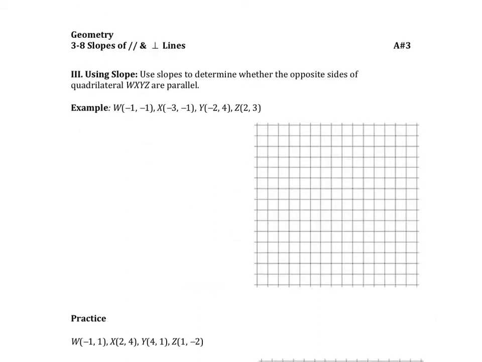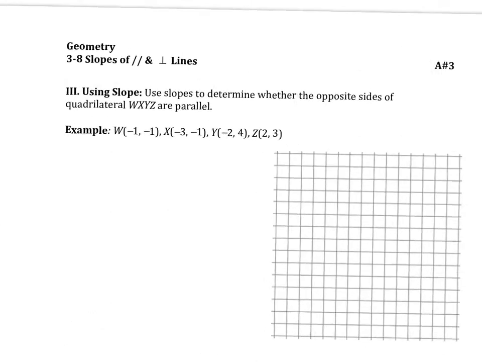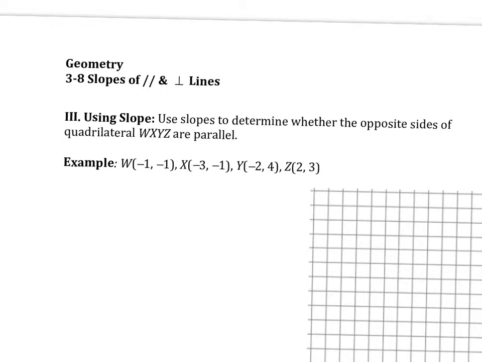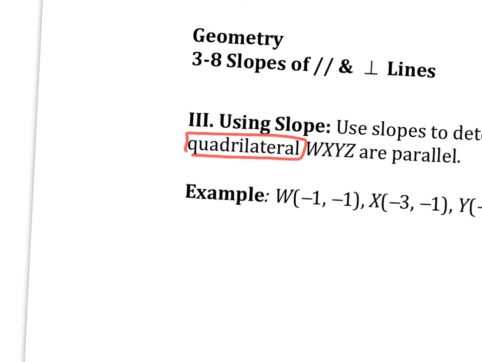The last thing we want to do today is start applying this to some future concepts. We are going to look at a quadrilateral. Remember what a quadrilateral means? Quad generally means 4, and lateral means sides. So this is an object with 4 sides.